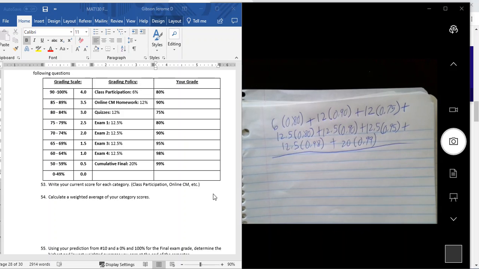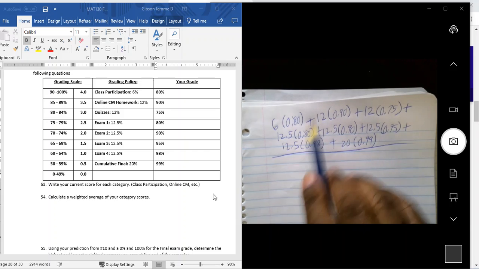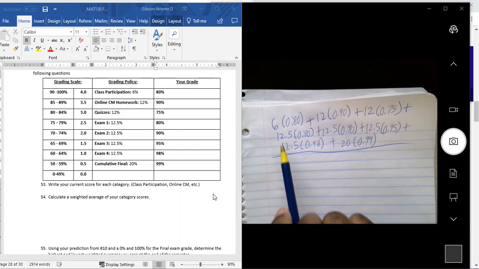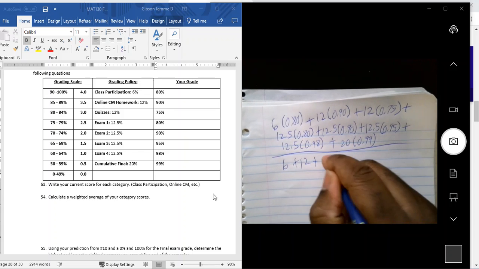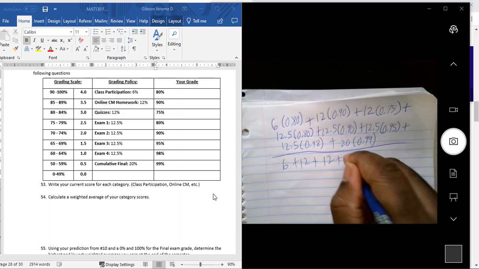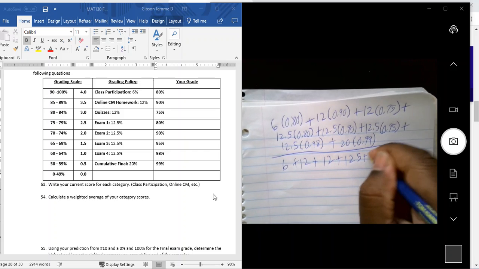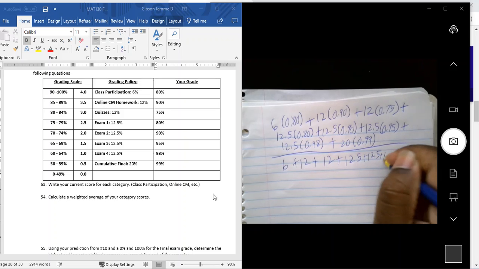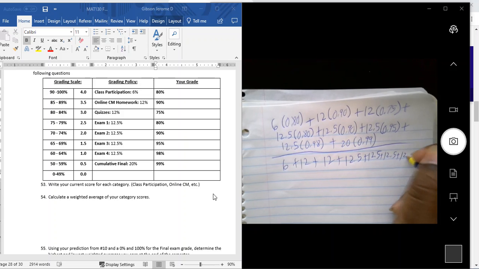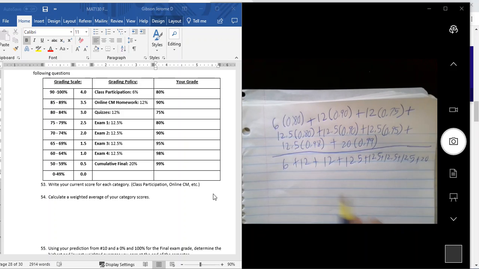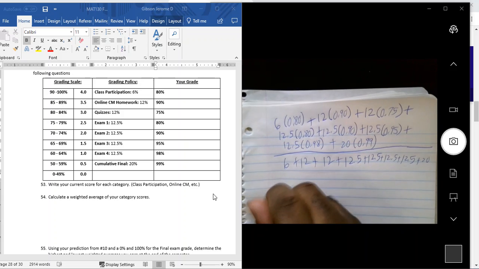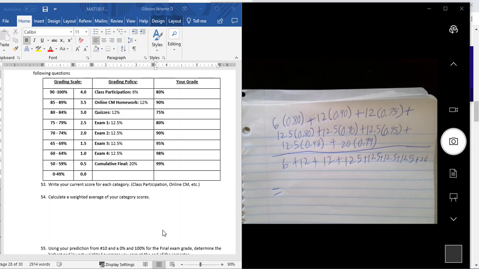Now this is all divided by, and we add up all of these numbers: 6, 12, 12. So we had 12.5 four times. And then 20. So we divide all of this by the addition of these values. Now we're going to put this in our calculator.